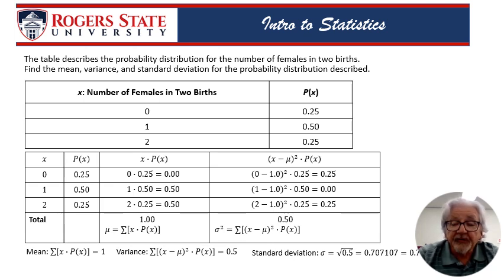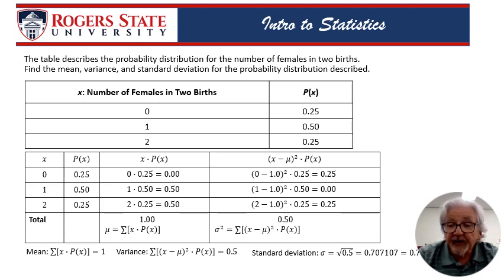Now, let's do the same thing with variance. It's going to be 0 minus 1, the quantity squared, times the probability, 0.25. 0 minus 1 is negative 1, squared is 1, times 0.25 is 0.25. Then 1 minus 1 is 0, times 0.50 is 0. 2 minus 1, the quantity squared. And 2 minus 1 is 1, 1 squared is 1, times 0.25 is 0.25. We add these together and the sum is going to be my variance. So I have 0.25, 0, and 0.25 adds up to 0.50. So what I now know is my mean is 1, and my variance is 0.50.